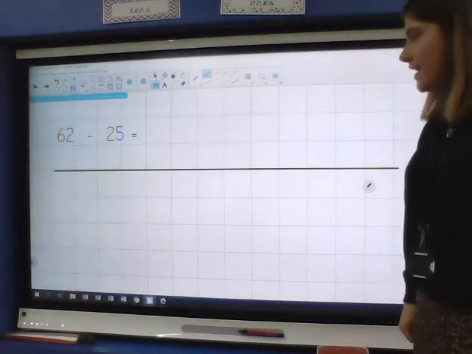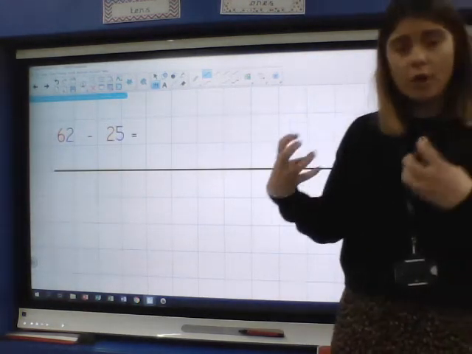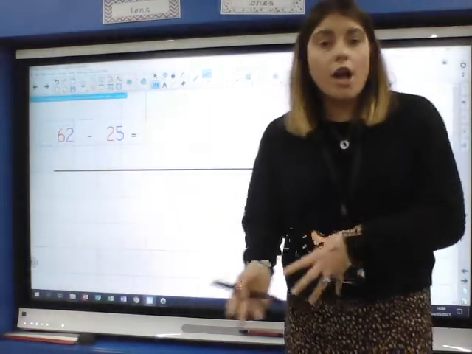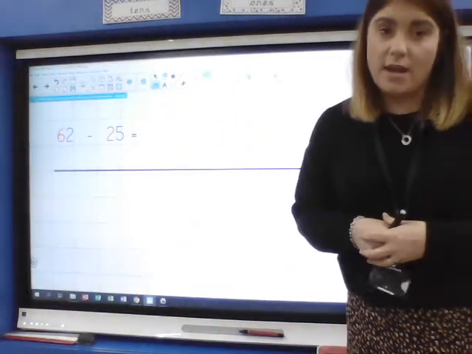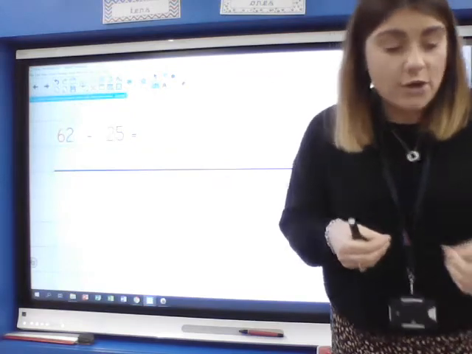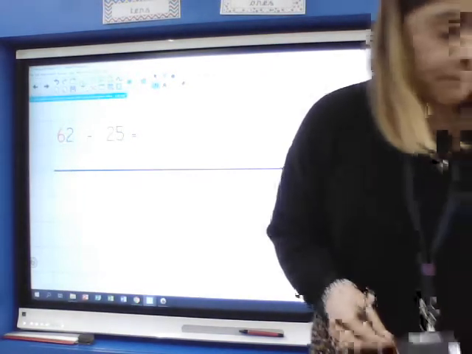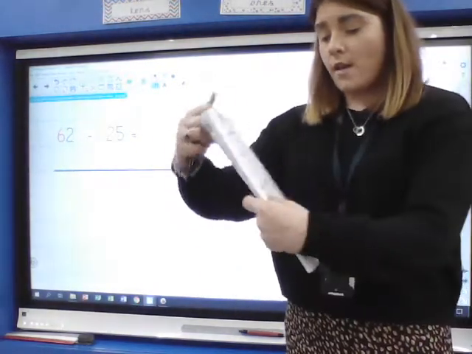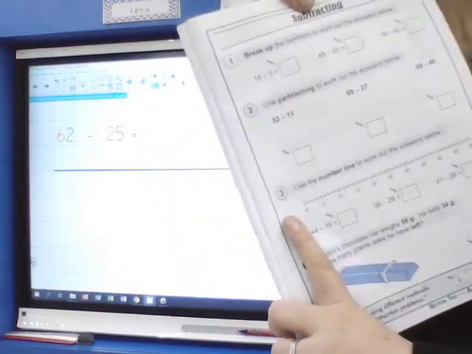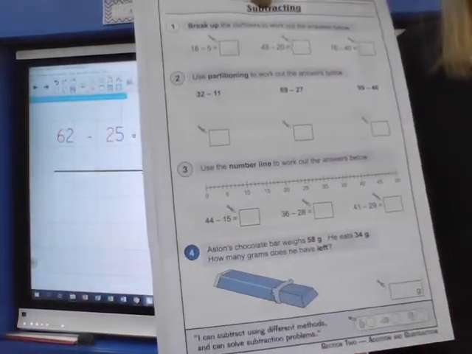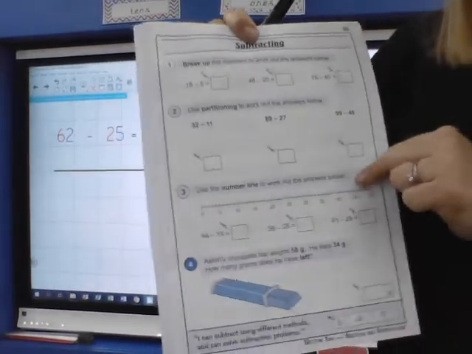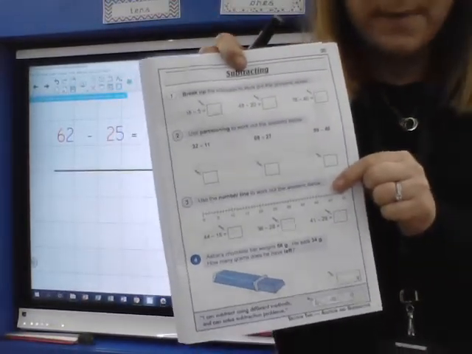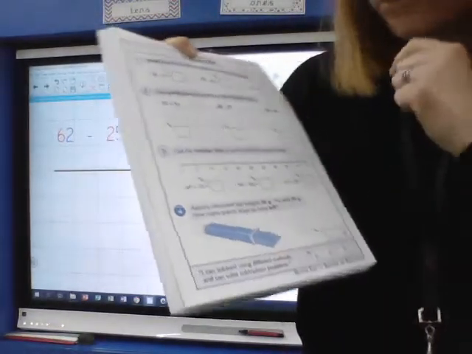Now, this is where the ones that I subtract are going over the tens barrier. So we're going to have a go at using the number line to help us solve this. So this is where we're going to be looking at question number 3. It asks you, like yesterday, to use their number line, but I would draw your own because this is where it gets a bit tricky with our jumps and we get all muddled up.